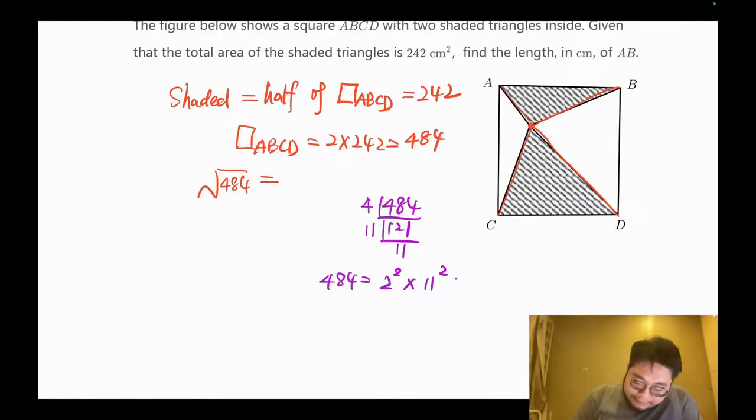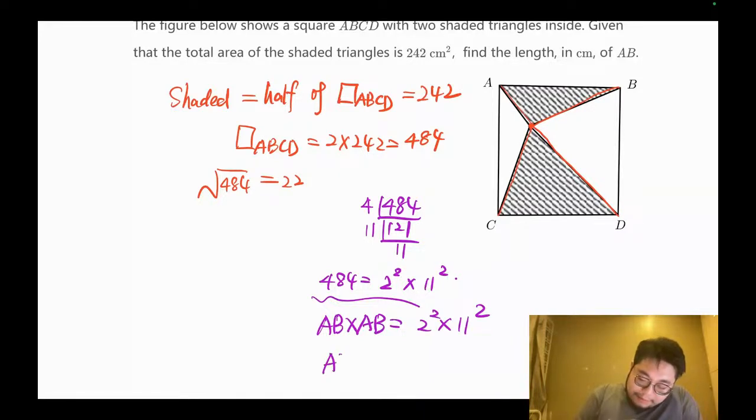I'm stupid. Okay, so now we know this part. AB times AB equals 2 squared times 11 squared. So of course, AB equals 22. Okay, so it's also very easy. You just need to know how to find the root of a number. It's just prime factorization and then taking the even exponents.